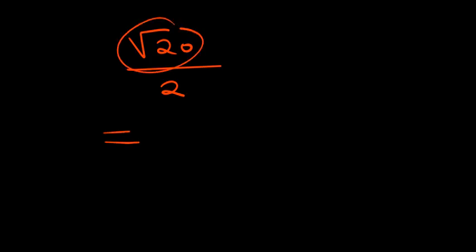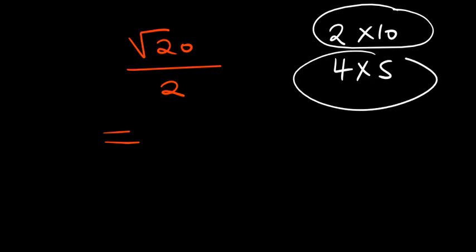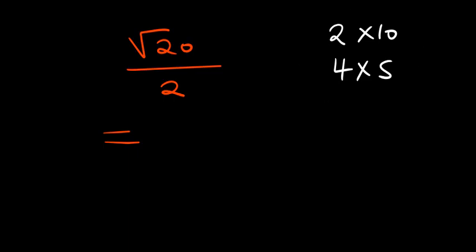Let's solve an example. Let's say I've got the square root of 20 divided by 2. How do I solve such a one? I'm going to split my 20 so that at least one number is a perfect square. There are two possibilities. I can multiply 2 by 10 to give us 20, or I can multiply 4 by 5 to give us 20. Looking at the first scenario, these numbers are not perfect squares, so it will be very hard to find the square root of such a number. But 4 is a perfect square, so we're going to go for the second scenario.